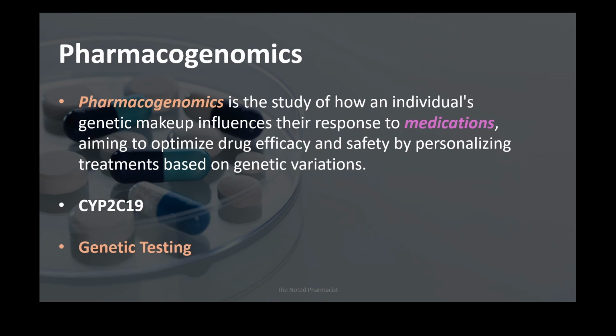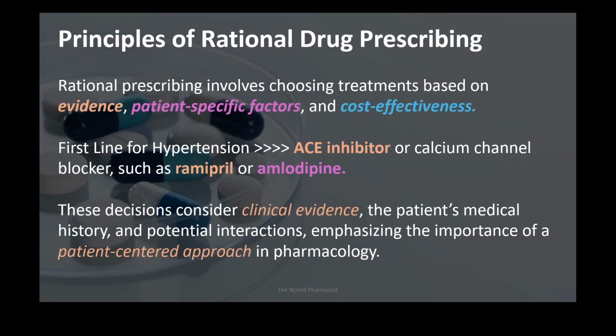The last concept we will look at are the principles of rational drug prescribing. Rational prescribing involves choosing treatments based on evidence, patient-specific factors, and cost-effectiveness. For hypertension, for example, guidelines such as NICE guidelines from UK recommend starting with an ACE inhibitor or calcium channel blocker, such as ramipril or amlodipine. These decisions consider clinical evidence, the patient's medical history, and potential interactions, emphasizing the importance of a patient-centered approach in pharmacology.